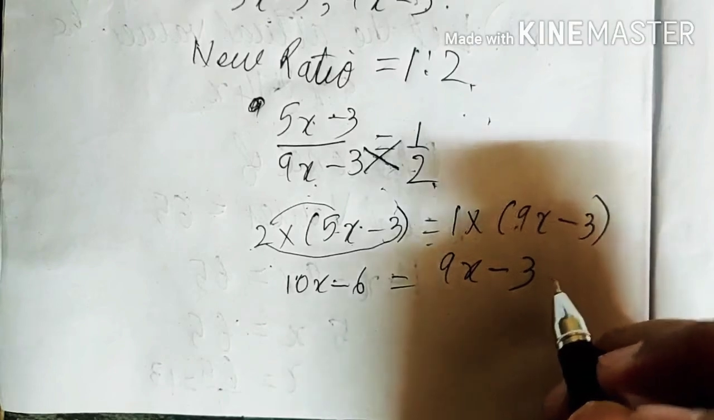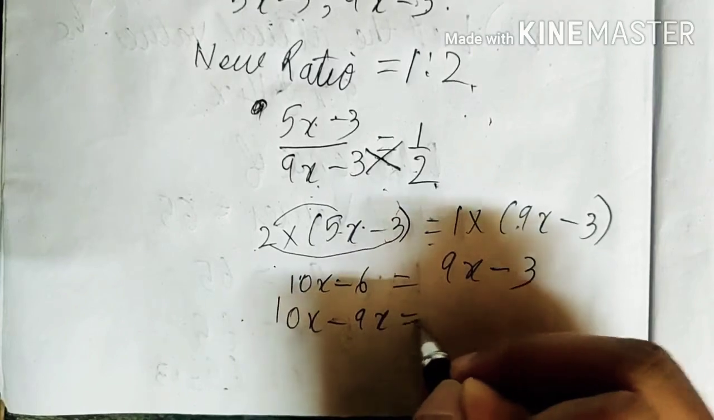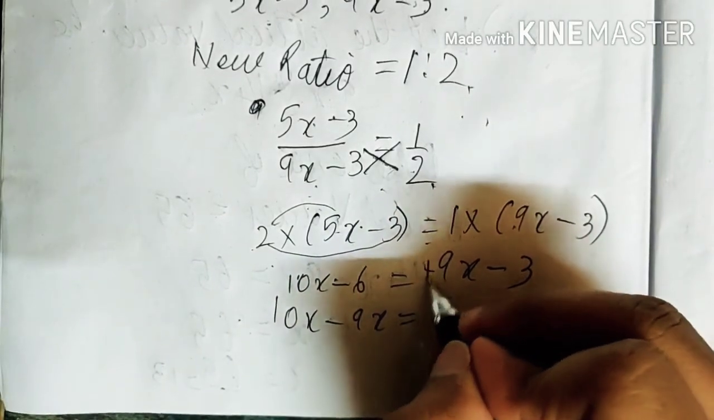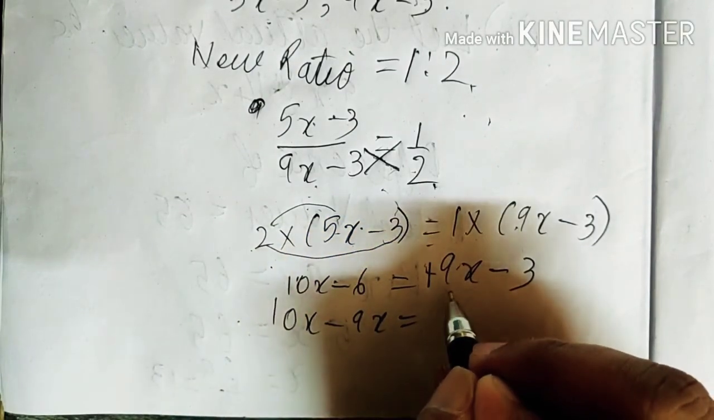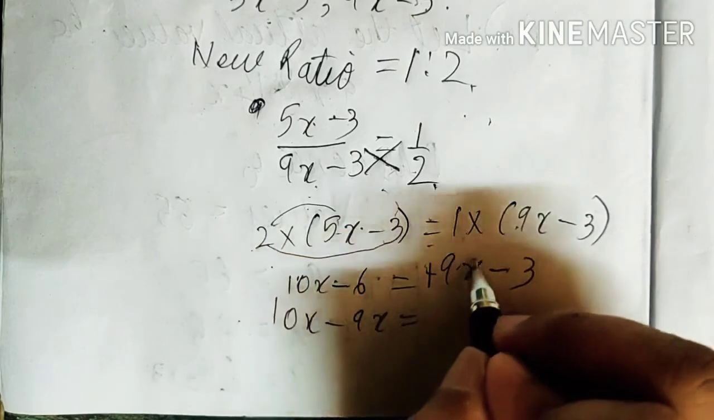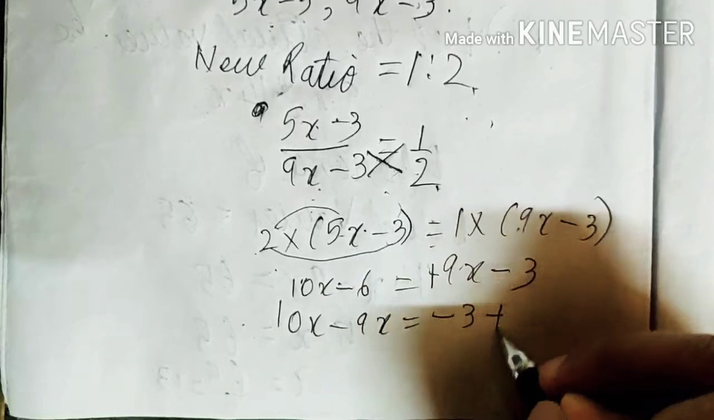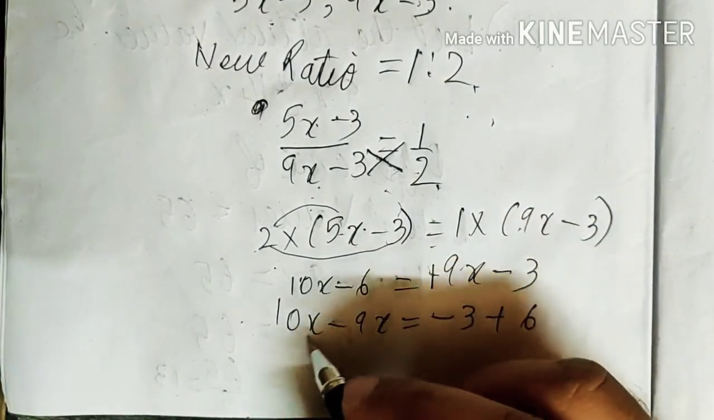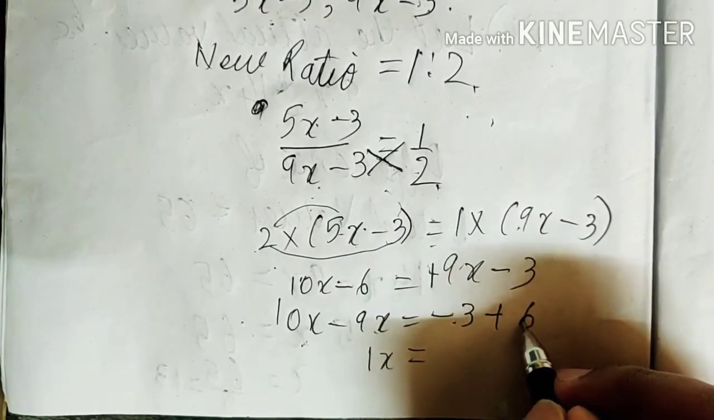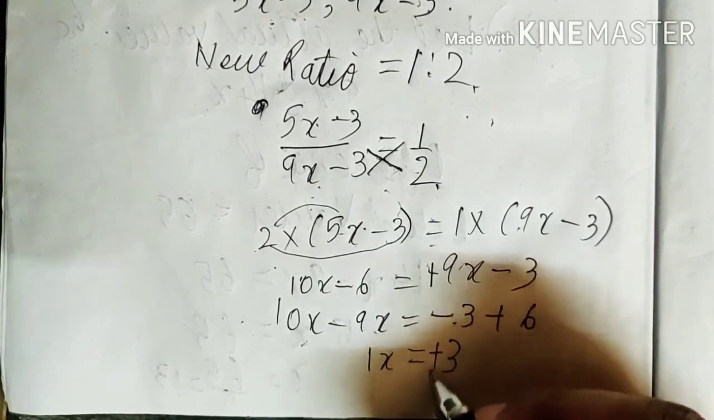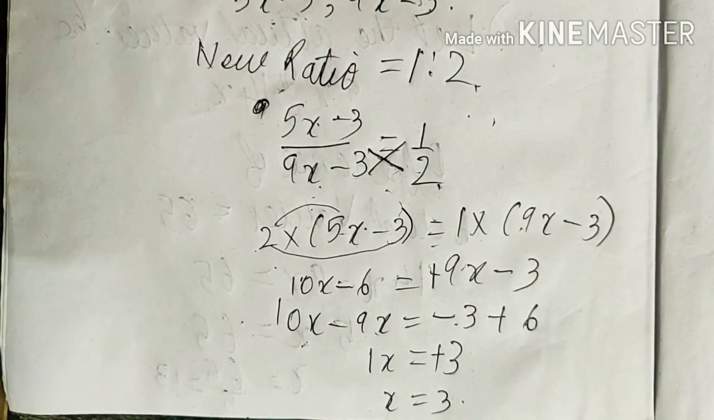Now you will take x on one side and numbers on the other side. So 10x minus 9x equals, this 9x was plus here, when it goes to the other side it will become minus 9x, and minus 6 will go to the other side in the form of plus 6. So 10 minus 9 gives 1x equals minus 3 plus 6, which is plus 3. So x is equal to 3. Okay, the value of x has come out to be 3.